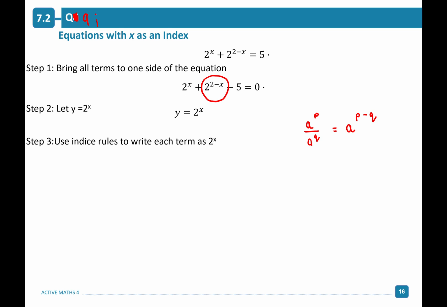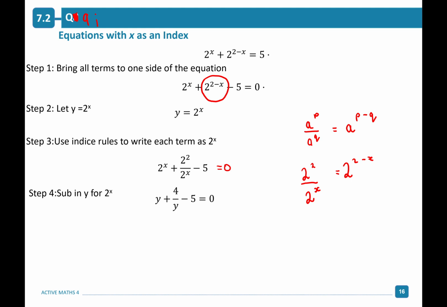Therefore, our second term, if we have 2 squared minus x, can be written as 2 squared over 2 to the power of x. This gives us 2 to the power of x plus 2 squared over 2 to the power of x minus 5 equals 0. From here, I substitute in y for 2 to the power of x, and I get y plus 4 over y minus 5 equals 0.